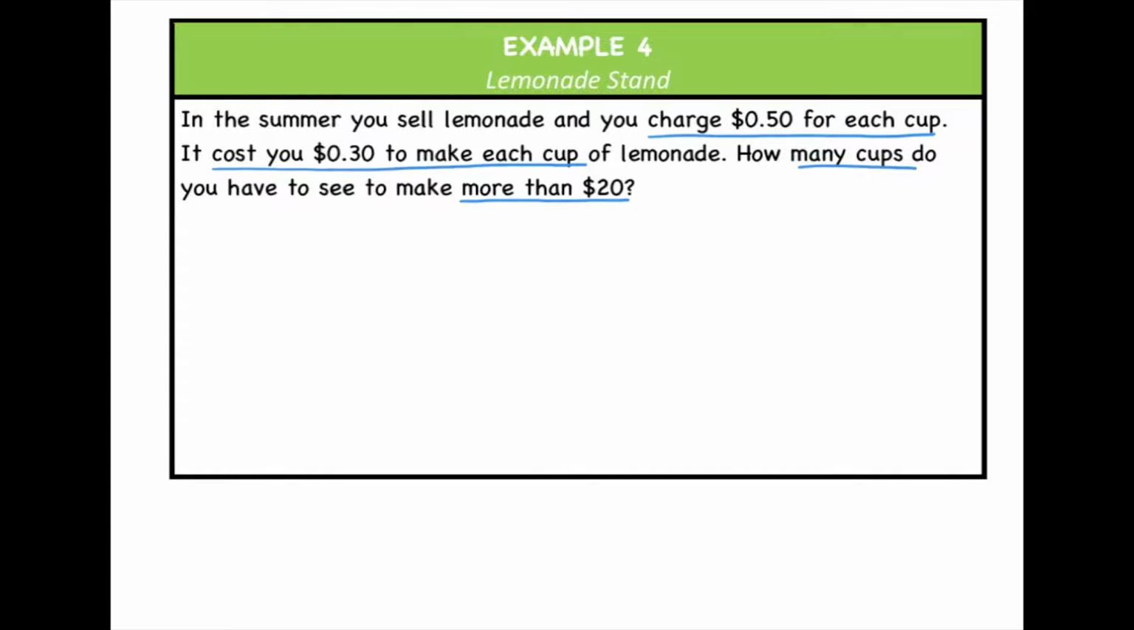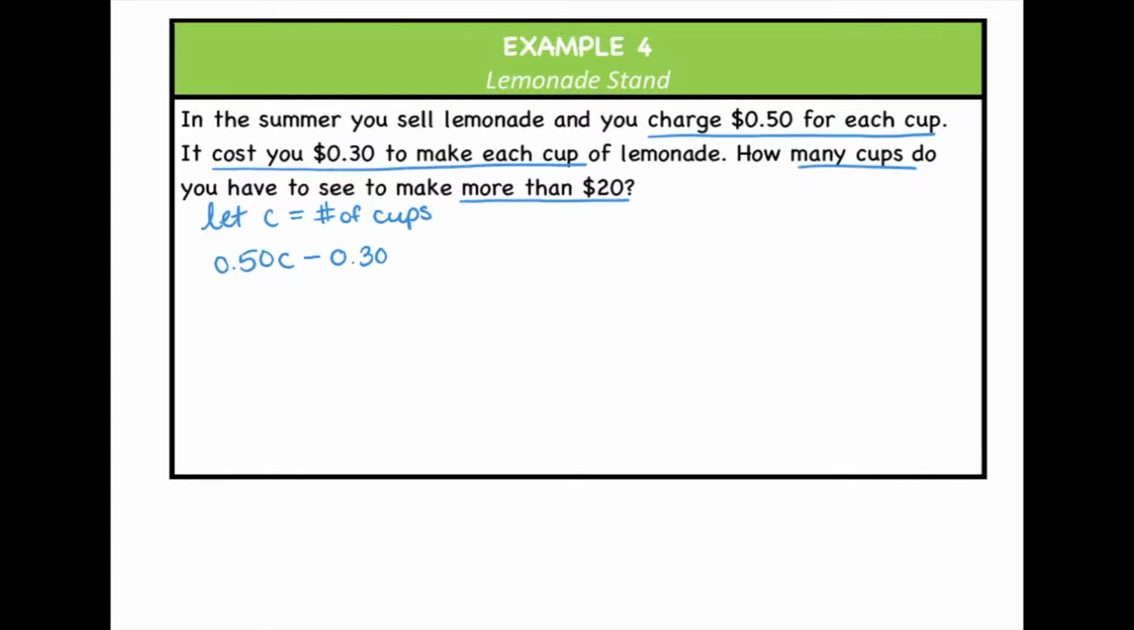So what we're looking for here is the number of cups you have to sell. So we're going to let our variable C equal the number of cups you have to sell. We already know that you charge 50 cents per cup, so that's why I'm writing 0.50 times C. But it costs you 30 cents to make each cup of lemonade.